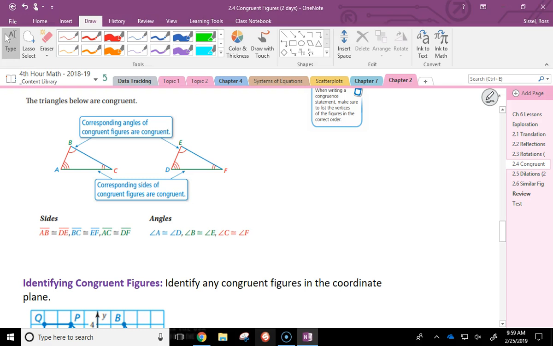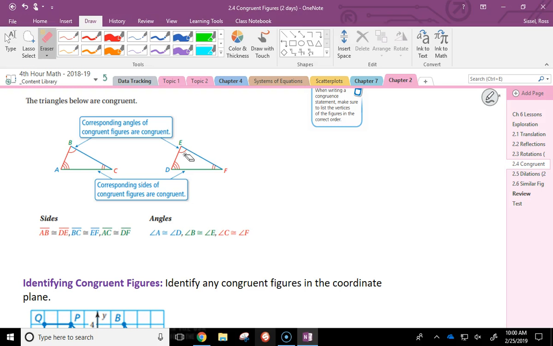There's a number of ways we can tell that they are congruent. The corresponding angles of the congruent figures are congruent, meaning they are the same size. And you see that right here where they do this one and this one. They're saying they're the same size. C and F are the same size. Angle A to angle D.